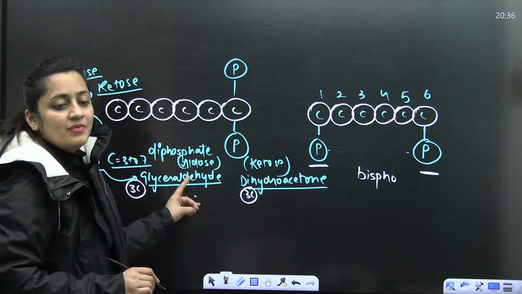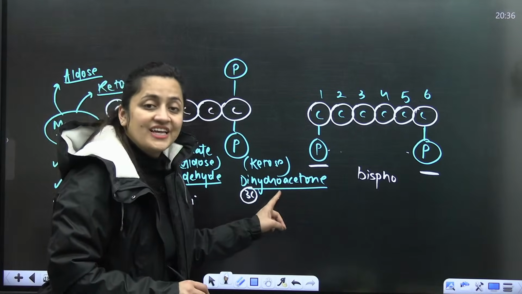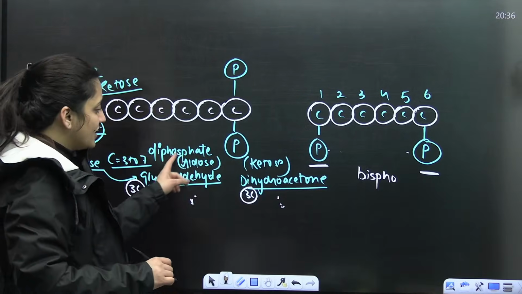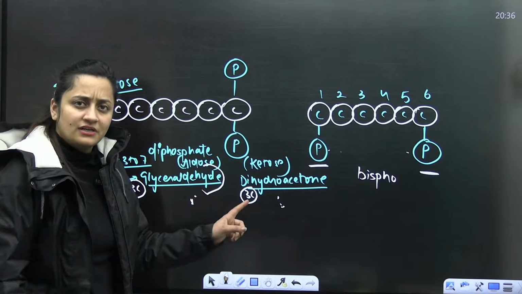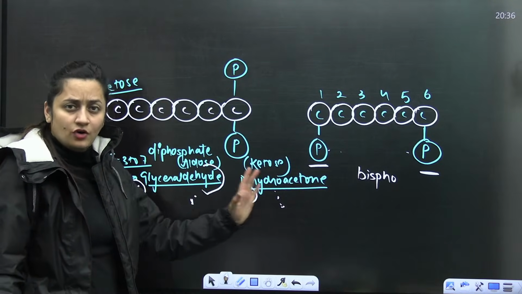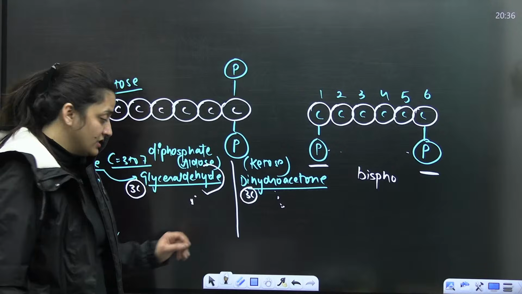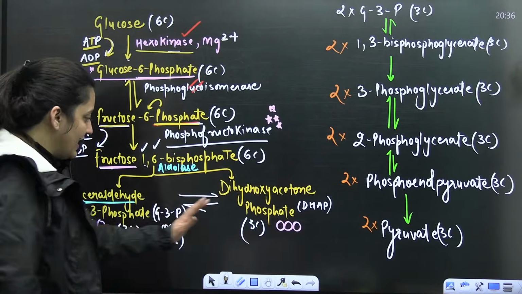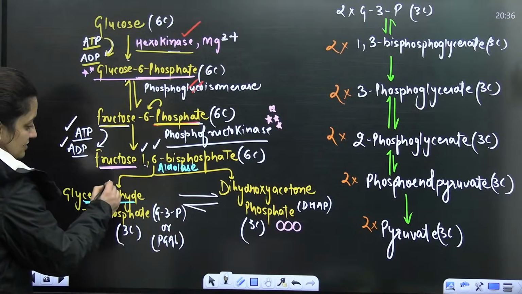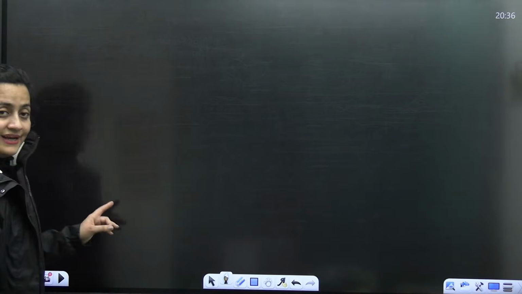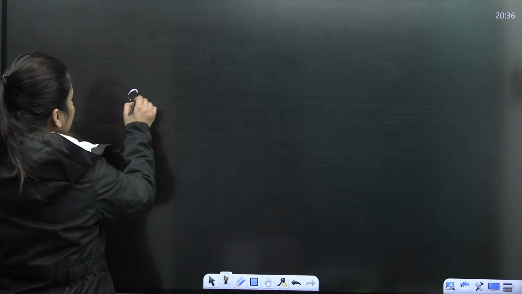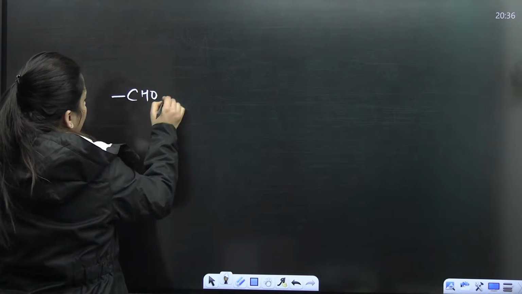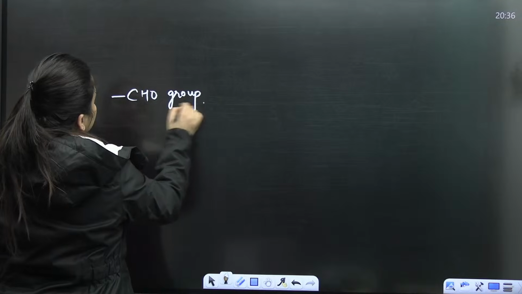So in glyceraldehyde, aldehyde is the functional group. Here, ketone is the functional group. You know that the aldehyde functional group is terminal, and this one is subterminal. I'm not discussing their properties, just telling you this. So they both are 3 carbon containing. What's the functional group in glyceraldehyde 3-phosphate? It is aldehyde, right? CHO is the functional group.